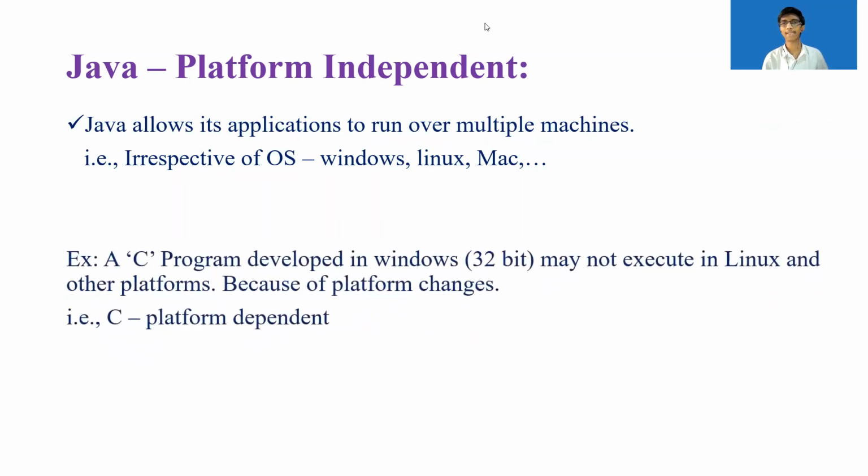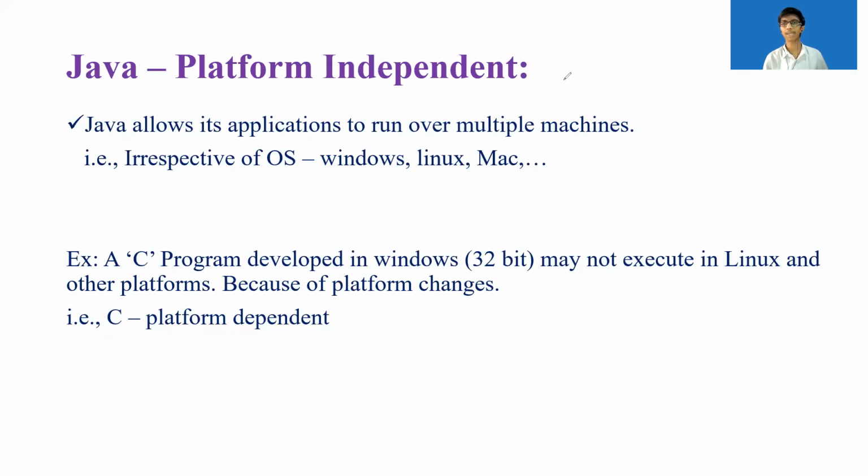Now see here an example of platform dependency. A C program that was developed in 32-bit Windows will not execute in Linux or other platforms. You may take other platforms like Windows 64, Linux, Unix, Mac, anything except the same platform. Whatever the platform you use for developing, if you use the same platform, it will execute. Other than this, no other platforms will support that code. Why? Because there's a change in representations. OS representations will vary from one OS to another OS. That's why we can say that C is a platform dependent language.